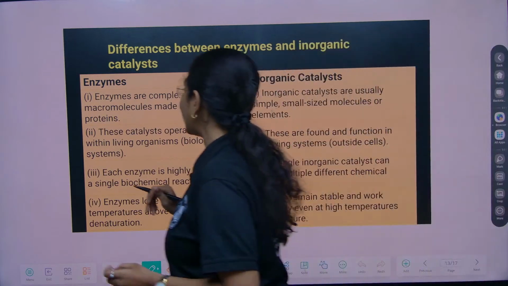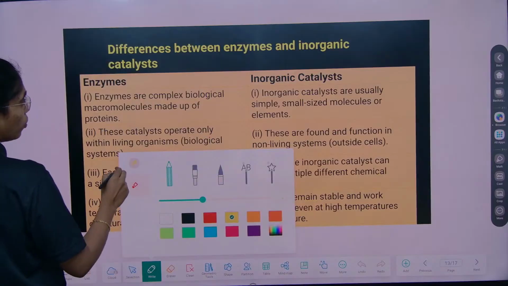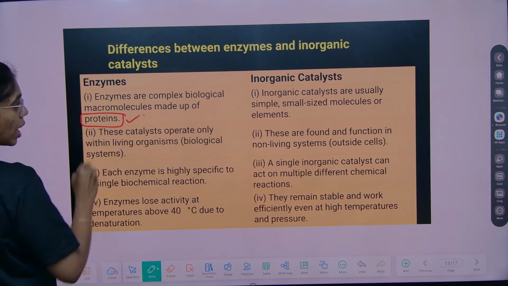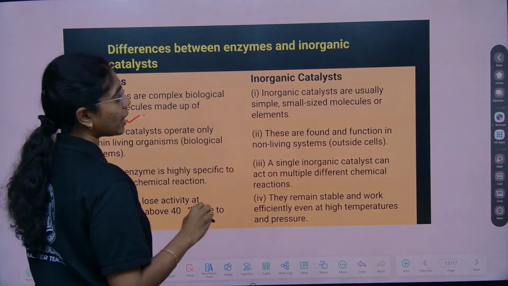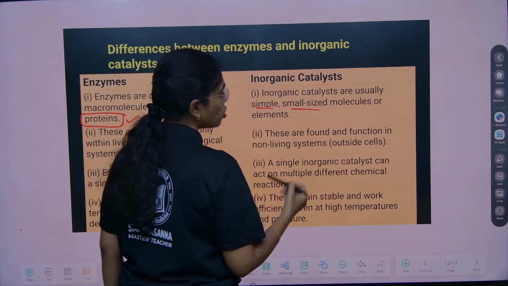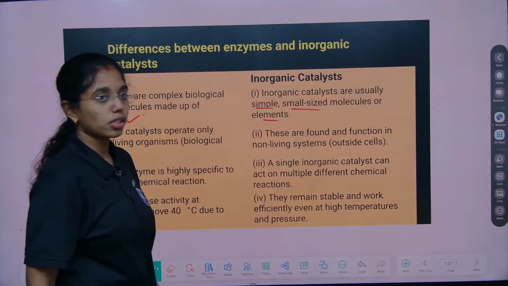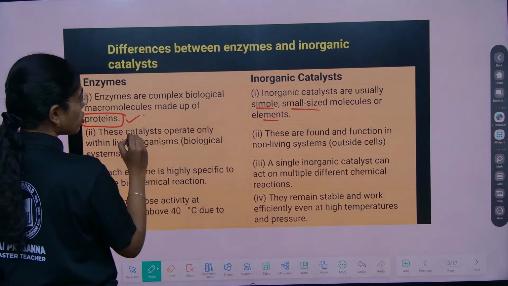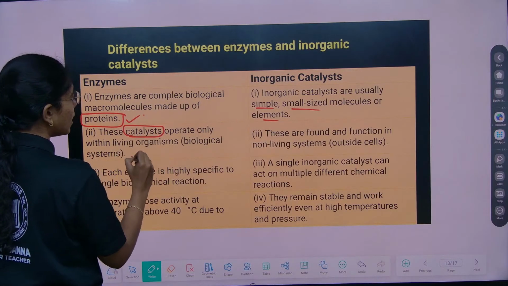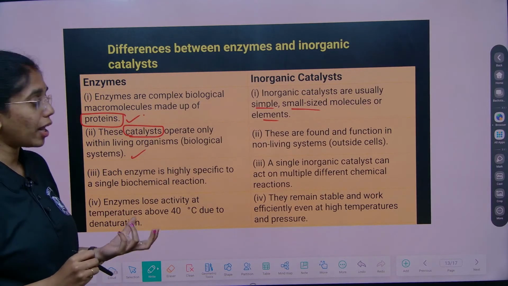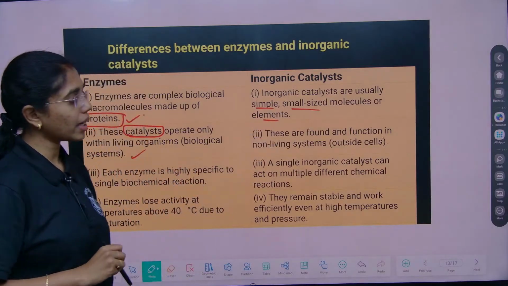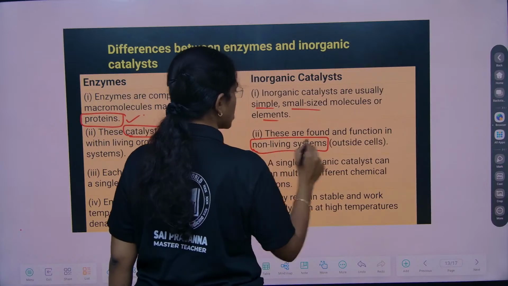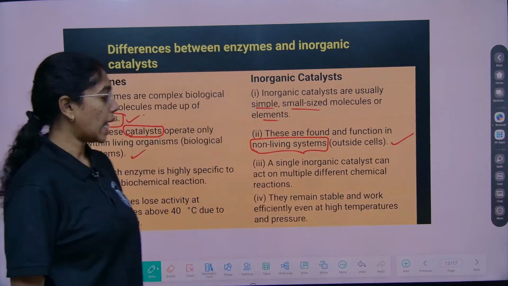First, enzymes are complex biomacromolecules made up of what? Proteins. Enzymes are proteins. Inorganic catalysts are simple, small-sized molecules or some elements. So this is the first structural difference. Second, enzymes operate only inside living organisms, that is, inside biological systems. Inorganic catalysts are found and function in non-living systems as well, outside the cell.